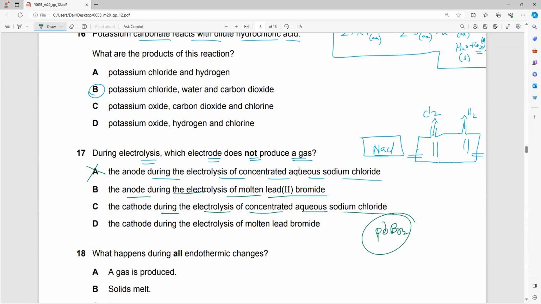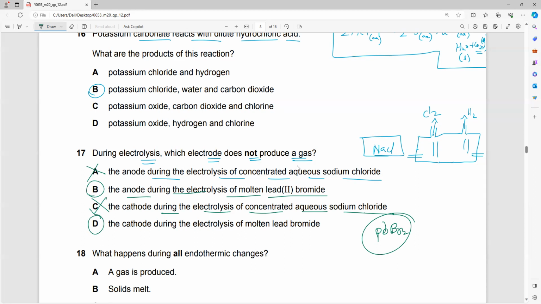The cathode during the electrolysis of concentrated aqueous sodium chloride. Will it produce gas or not? Yes, sir. It will produce gas at the cathode. So options A and C are gone. Now only B and D remain to verify.